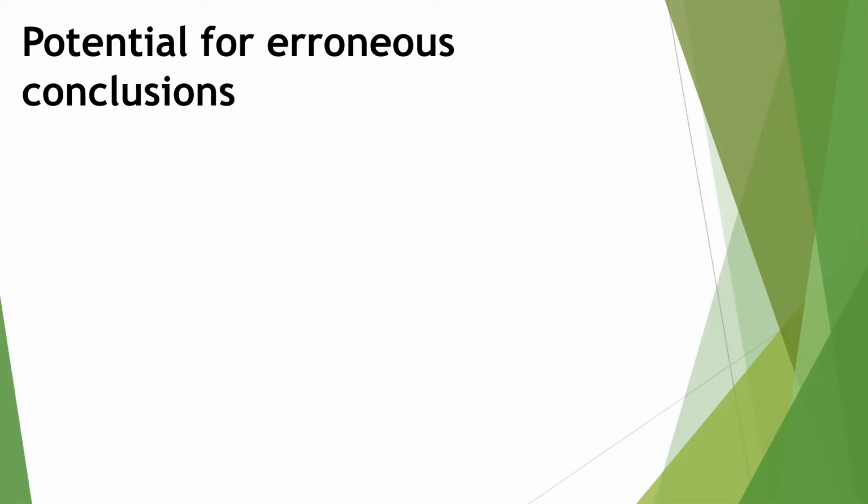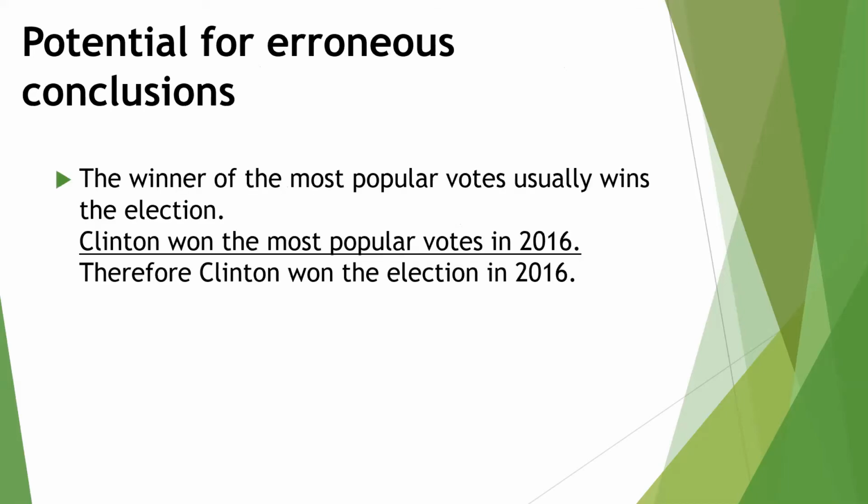And to just put up a parallel argument to the previous one, with the same first premise, the winner of the most popular votes usually wins the election. Second premise here, Clinton won the most popular votes in 2016. From those two claims, it would be reasonable to conclude that Clinton won the election in 2016, but that, of course, was not the case.